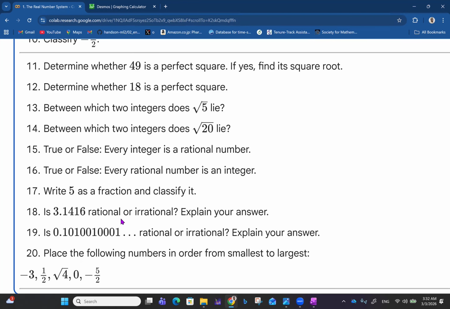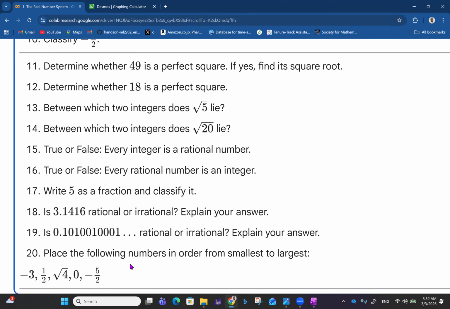Is 3.1416 rational or irrational? Explain your answer. Well, there's no repetition, so it is irrational because there are no recurring decimals here. Then is 0.10100100001 rational or irrational? Yeah, it is irrational because there's no particular repetition. If we look at 1 0 1 0 0 1, there's no pattern, no regular repetition.